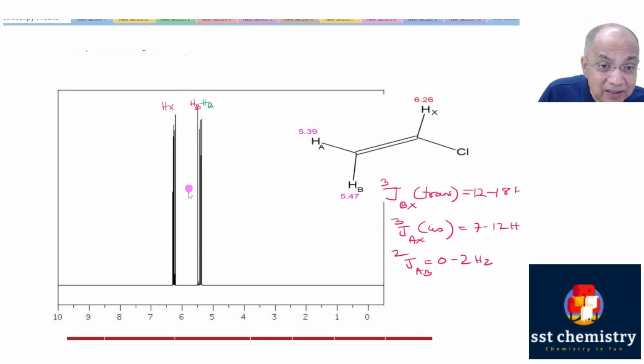And these are 8 lines. There are 2 dd's, one for HB. The next peak closer to chlorine is 5.47 ppm, and the least deshielded is 5.39. These are the ethylenic protons, which appear between 4.5 to 6.5, right? But let us assign why it is 5.47. Why is this 5.39? You can yourself assign by looking at the J values.